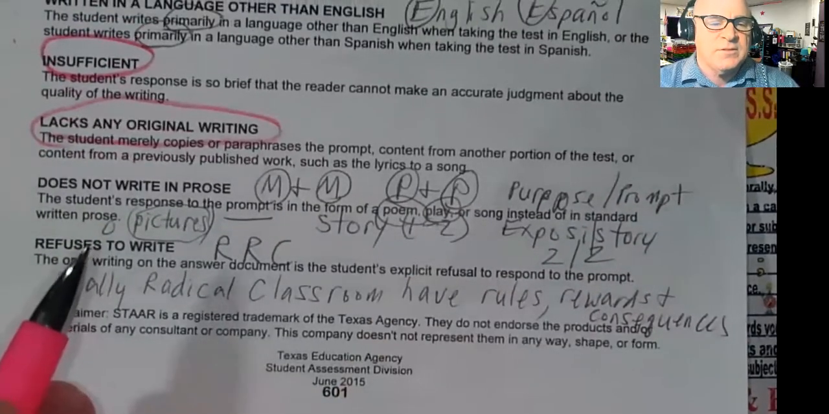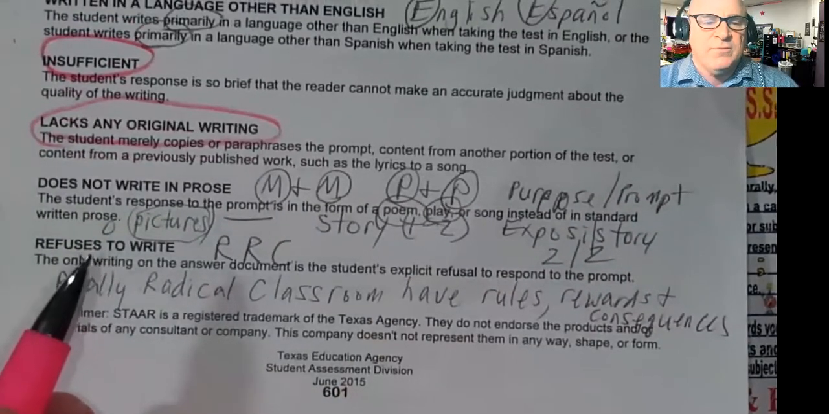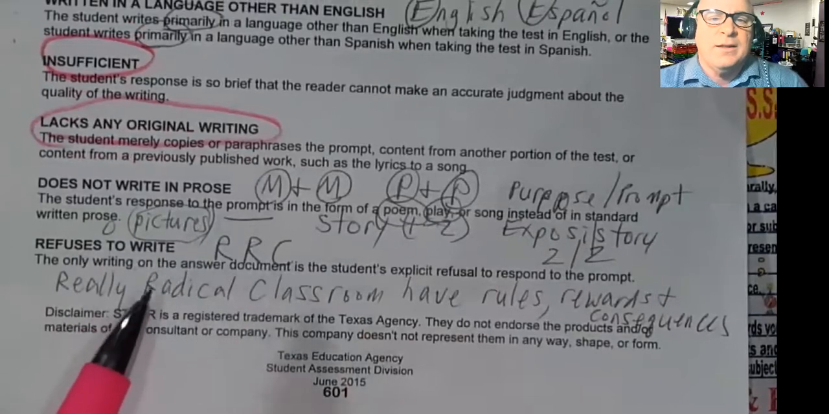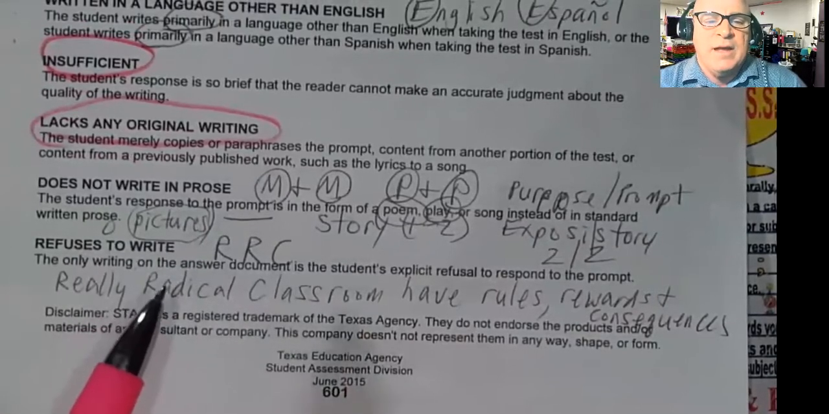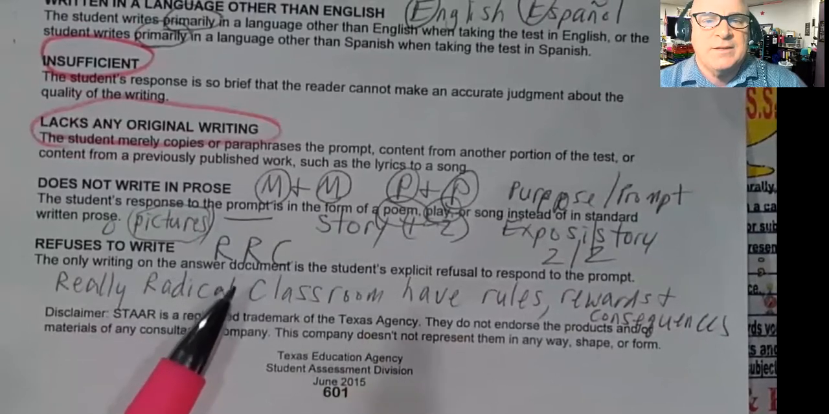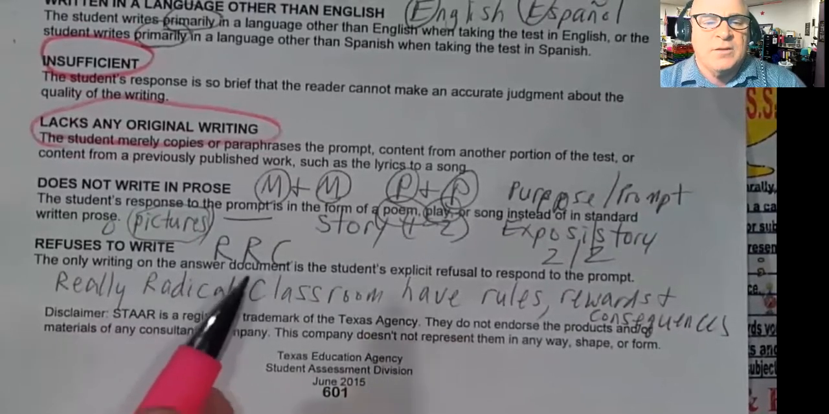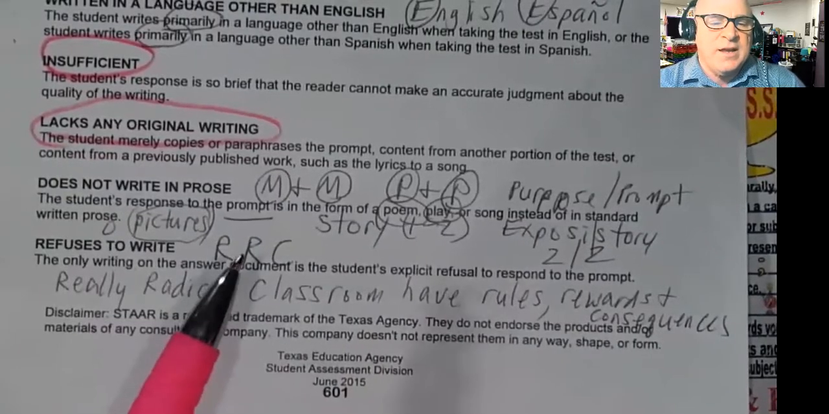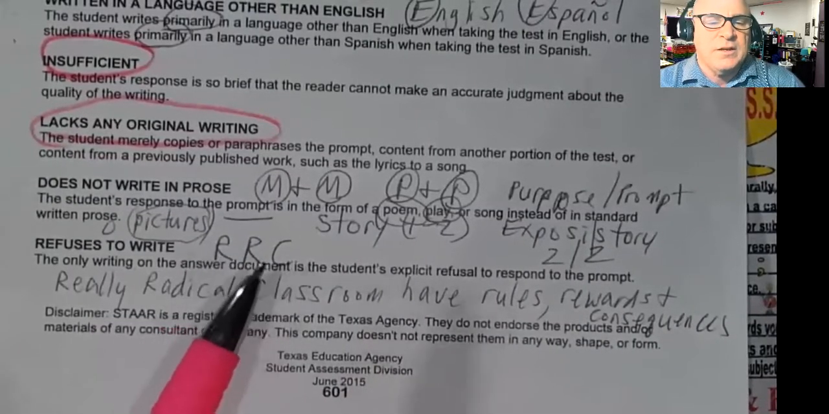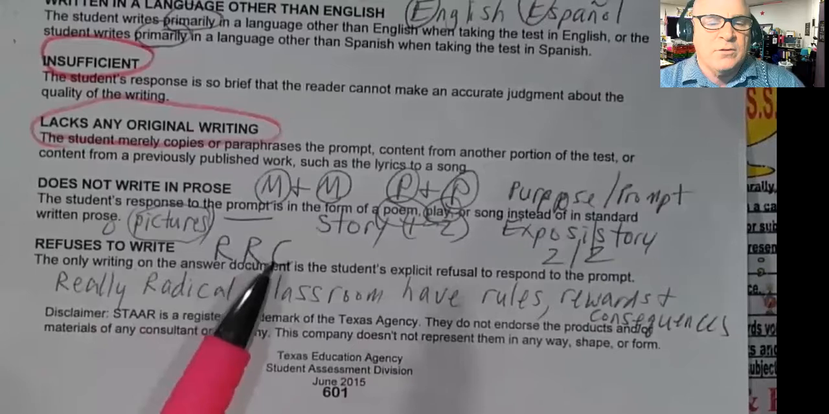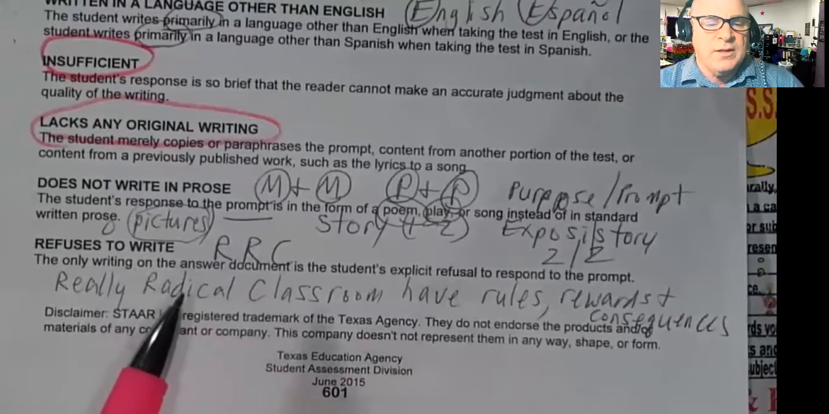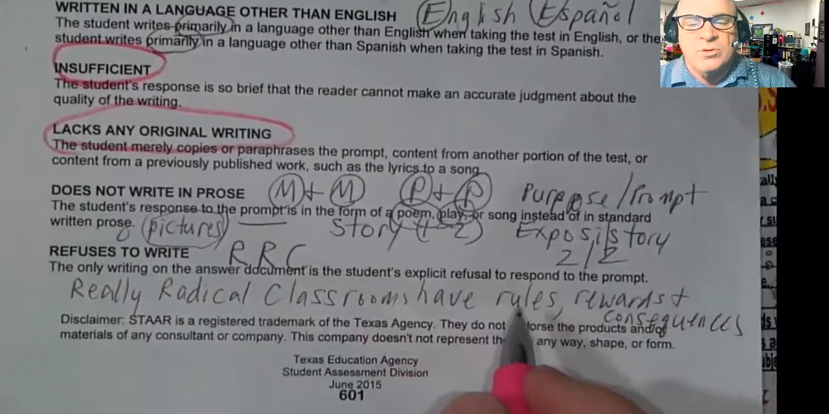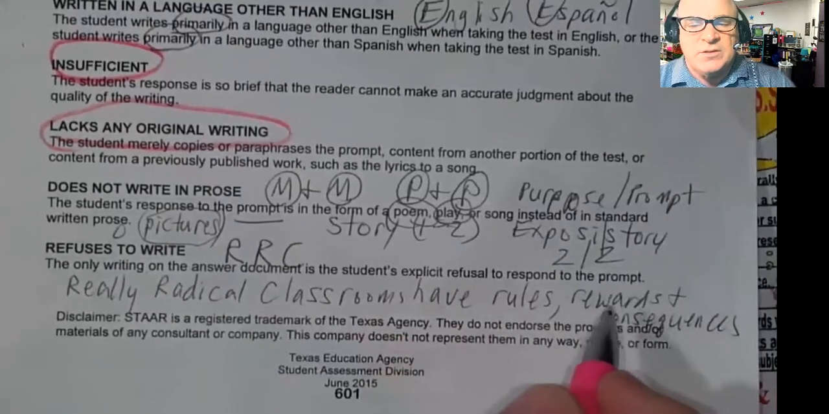The last one is sometimes difficult. If you just have students that refuse to write, the ones that are online, they may or may not want to come to school on test day. And there's some debate about what to do about that. So I have a little saying that says RRC, really radical classrooms, plural, have rules, rewards, and consequences.